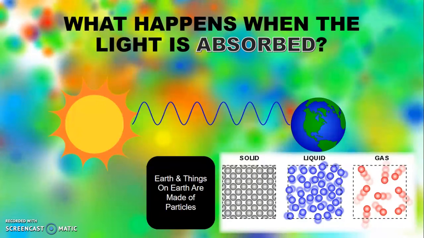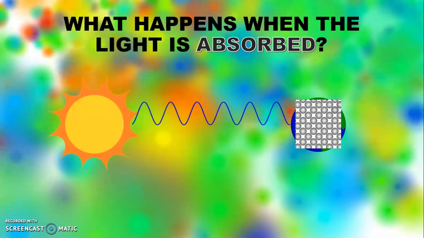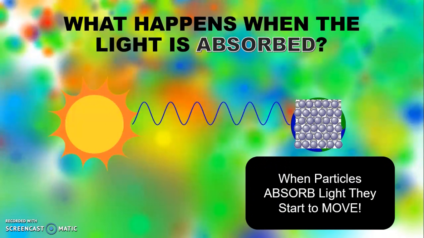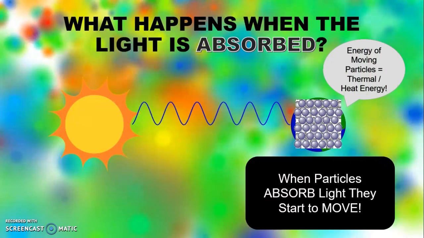Earth, its atmosphere, and the things on Earth are made of particles. It's matter. These particles absorb some of the incoming light from the sun. When these particles absorb the light, they start to move. This is a really key concept, so I'm going to repeat it, and you should write it down. When light gets absorbed by particles, the particles move. Recall that moving particles is thermal energy.